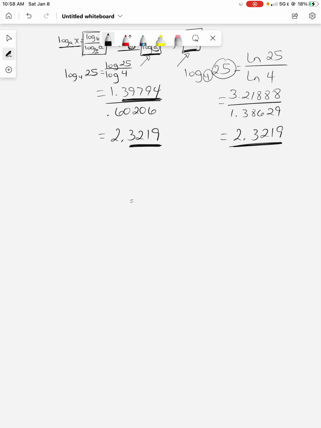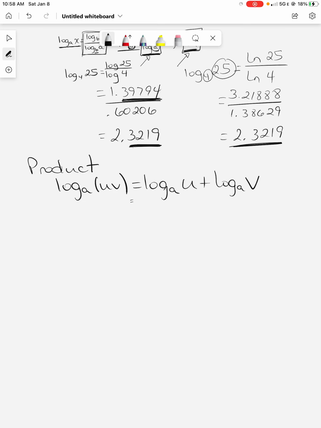Now, we have some properties of logarithms that we can also use to simplify. We have the product property, which says that the log base a of uv is the same as the log base a of u plus the log base a of v. And this is the same for the natural log. You could replace log base a with natural log, and it's the same.